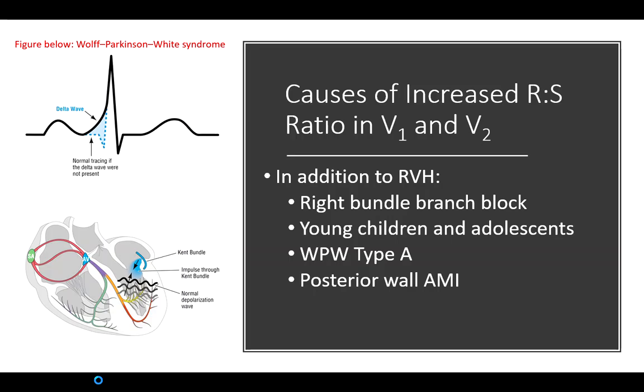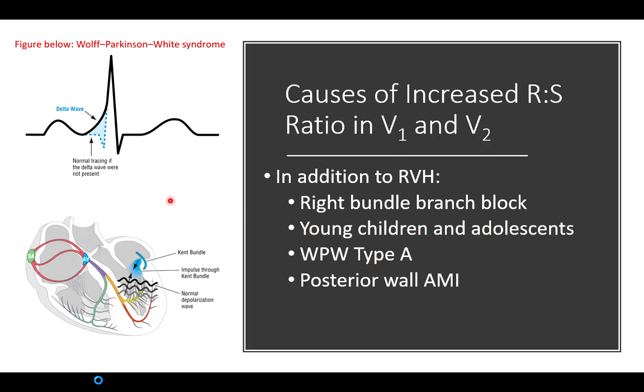Some other things might cause an increased RS ratio. So again, just because it happens doesn't necessarily mean that that's the one thing that it is, because there are other things that may cause an increased RS ratio in V1 and V2. For instance, in addition to right ventricular hypertrophy, we might also see right bundle branch block. Now, in a right bundle branch block, we may have more of an M-shaped pattern, or kind of two peaks of our R wave. It may also occur in young children and adolescents as a normal variant.